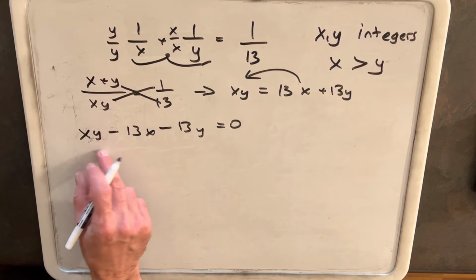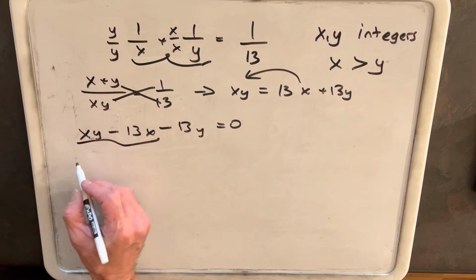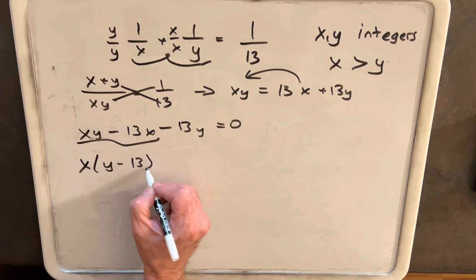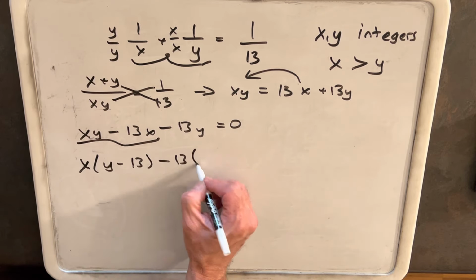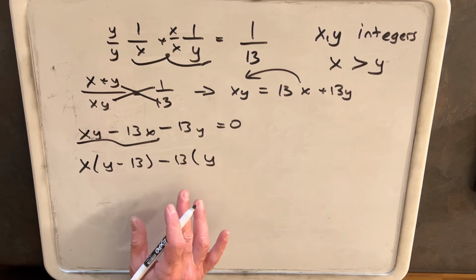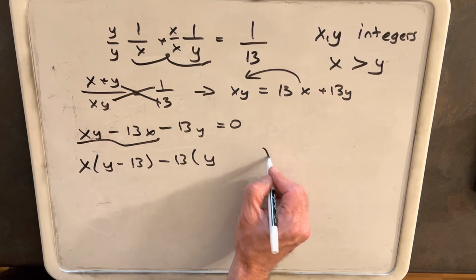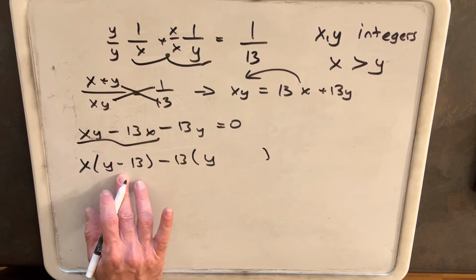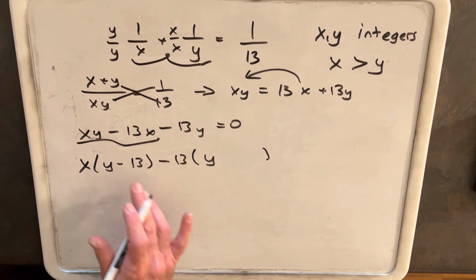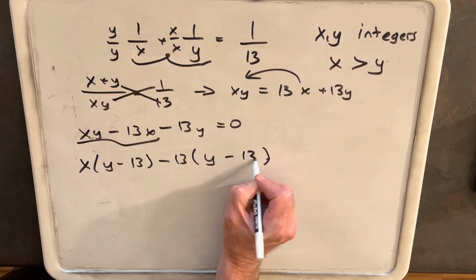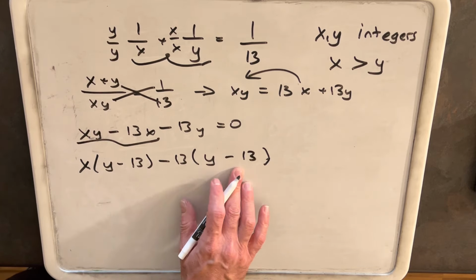So let's factor out from this piece. We'll factor out an x, so we'll have y minus 13, and then minus 13y. Now for factor by grouping, we want this set of parentheses to be exactly the same as this set of parentheses, and then we can be in good shape. So we basically just force it and we say y minus 13.